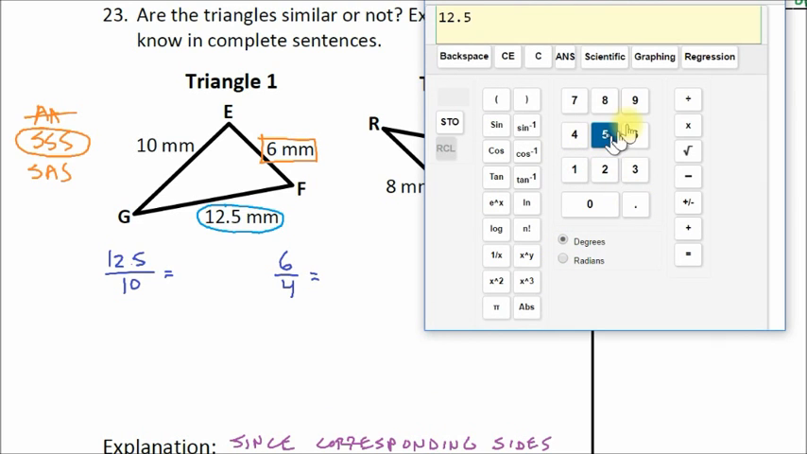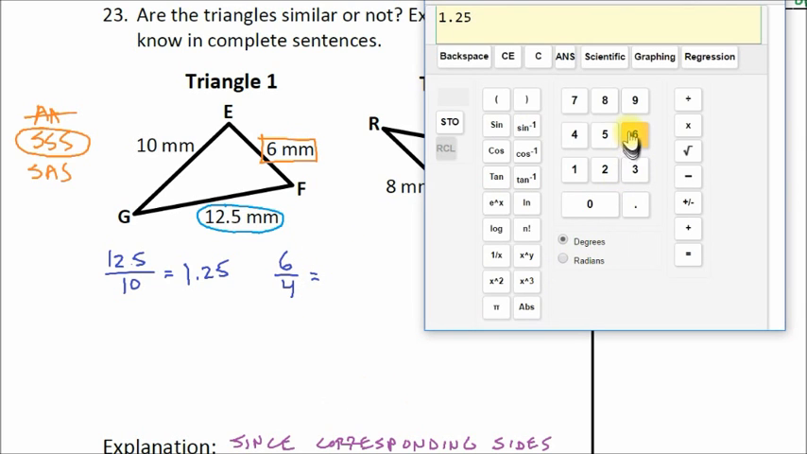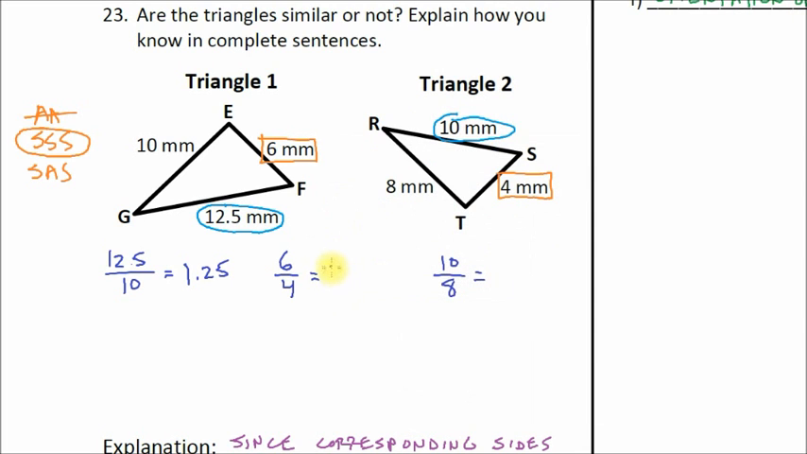Let's check these out. 12.5 divided by 10. That's 1.25. So my first scale factor is 1.25. My next one, 6 divided by 4 equals 1.5. So now we see already, class, we do not have the same scale factor. I don't even have to check this one because I already know we do not have proportional sides.